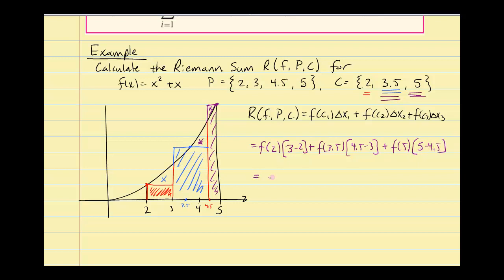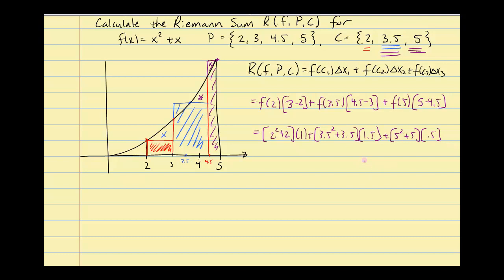So again, plugging in f of 2, I get 2 squared plus 2. 3 minus 2 is 1. 3.5 would be 3.5 squared plus 3.5 times 1.5. And again, these f of values I'm plugging right up here into my original function. Plus f of 5 would be 5 squared plus 5 times 5 minus 4.5 is 0.5.